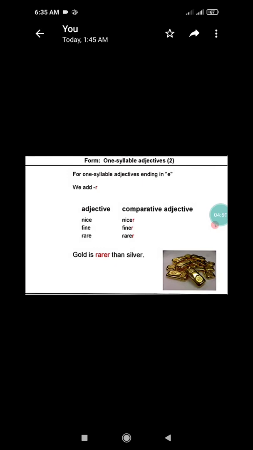For one syllable adjectives ending in e, we add r. For example, nice, nicer, fine, finer, rare, rarer. Gold is rarer than silver.